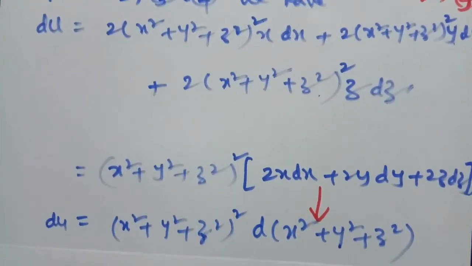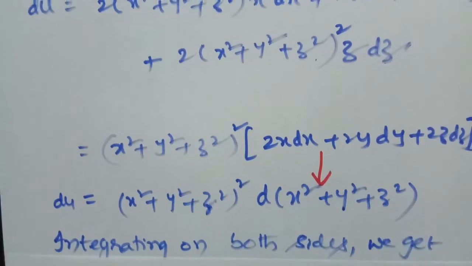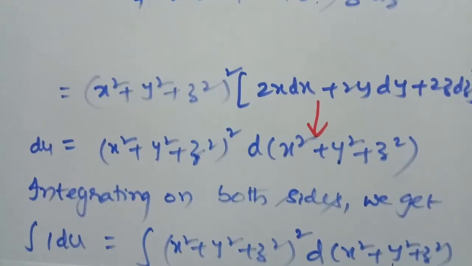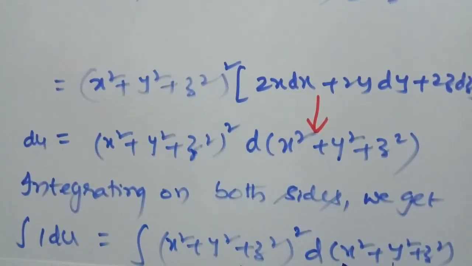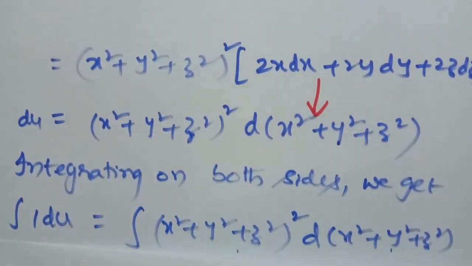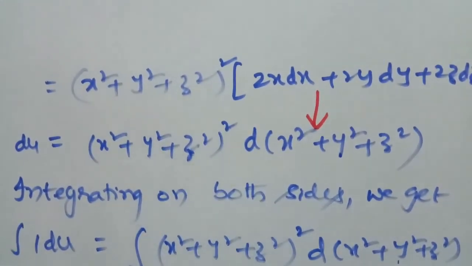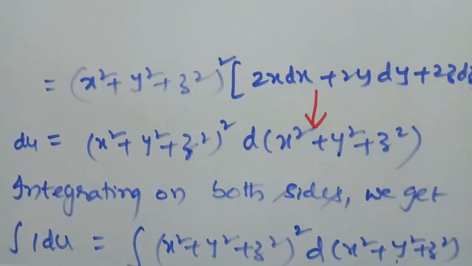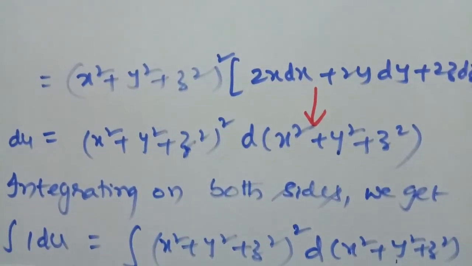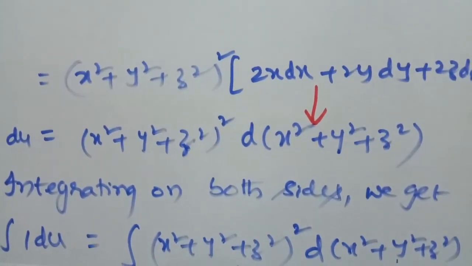Now integrating on both sides, we get the integration of 1 du is equal to the integration of (x² + y² + z²)² times the derivative of x² + y² + z². So the integration of 1 is with respect to u. Here, the integration of x² dx is x³/3, the integration of t² dt is t³/3, the integration of u² du is u³/3.